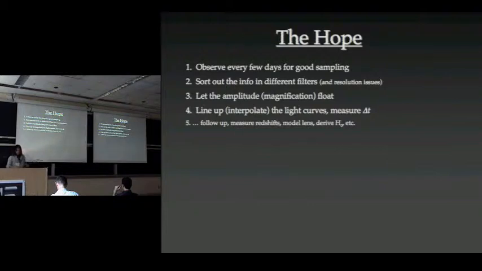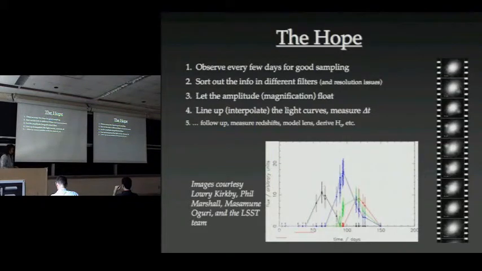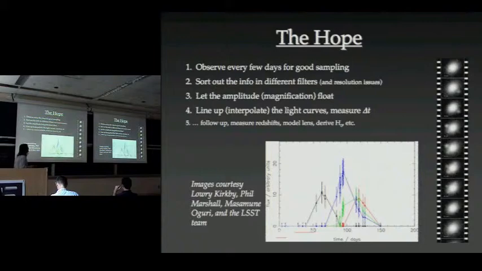And then after that, you do fun stuff like the follow-up and measure redshifts of source and lens, and model the lens and derive H0, et cetera, et cetera. So these two are from Lowry, Kirby, Phil, Masamune, and the LSST team. This is fake LSST data, a movie of a supernova going off in an Einstein cross configuration. You see 1, 2, and then 3 and 4 kind of book their way in here.